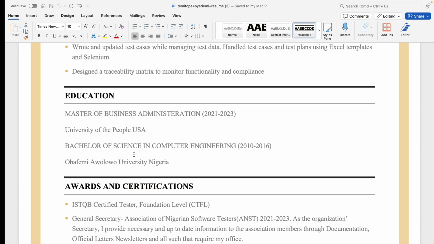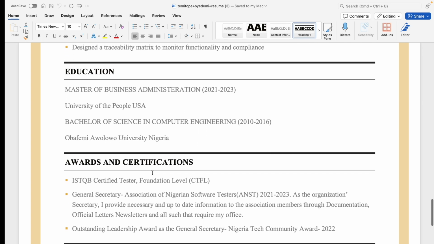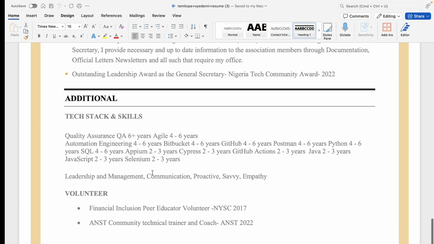Don't make the list too long, right? If you're the type that has a PhD, a master, and then a Bachelor of Science, it's not so bad to show that. And if it is just Bachelor of Science, no master, no PhD, you also indicate it. You just put Bachelor of Science in computer science and so on. And then you put the name of the university. So this is really important. That's education. And then for awards and certificates or any other additional skill set.